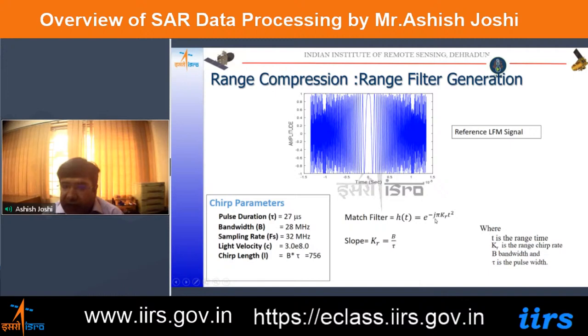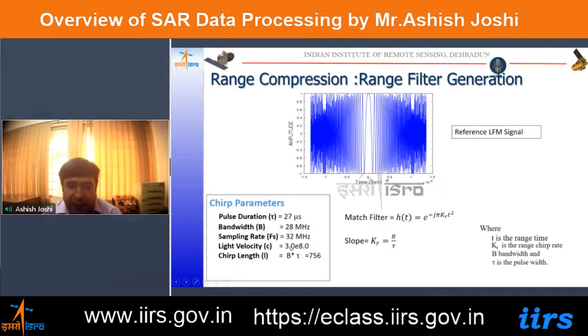I have already said this is the matched filter, and we have to multiply this matched filter with the complex conjugate of the data. The matched filter is generated by the formula e to the power j pi times K, which is called the range chirp rate or the slope, given by B by tau. B is the bandwidth of the signal and tau is the pulse width.